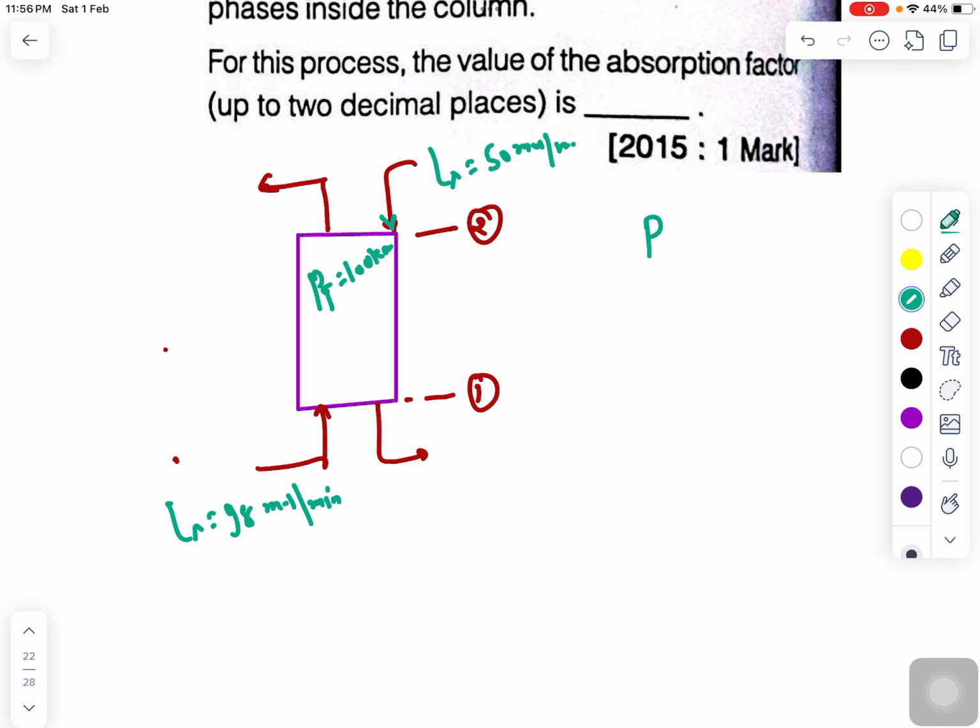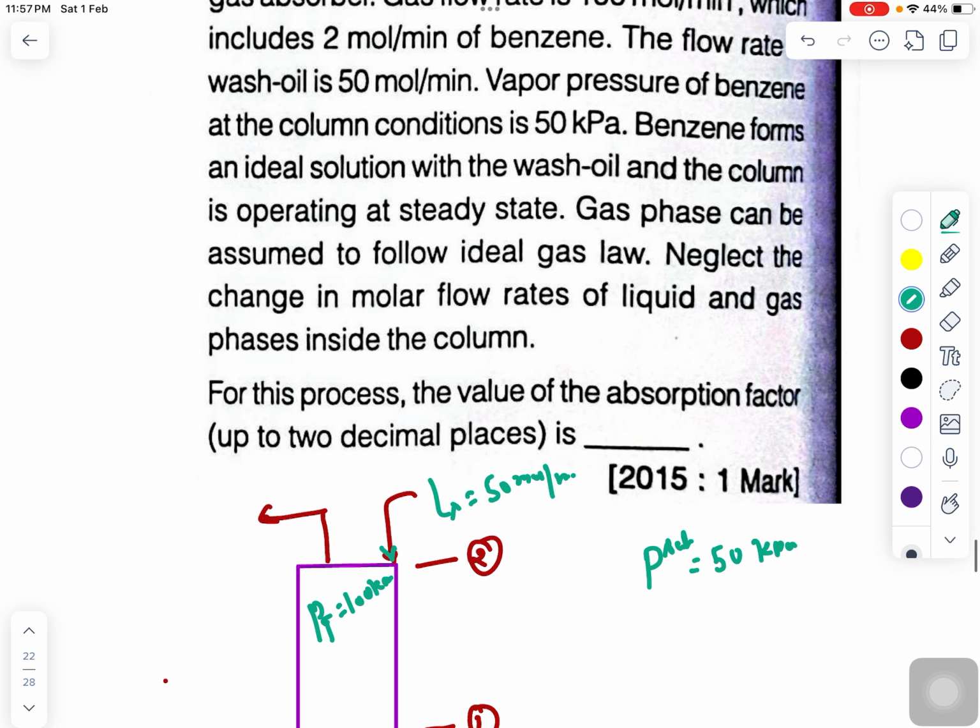Vapor pressure of benzene at the column condition is 50 kilopascal. So P saturation is given to you. P saturation is equal to 50 kilopascal. Great. Benzene forms an ideal solution with the wash oil and the column is operating at a steady state, obviously, and the gas phase can be assumed to follow the ideal gas law. Neglect the change in molar flow rate of the liquid and gas phases inside the column. Okay, gas flow rate and liquid flow rate are not going to change.